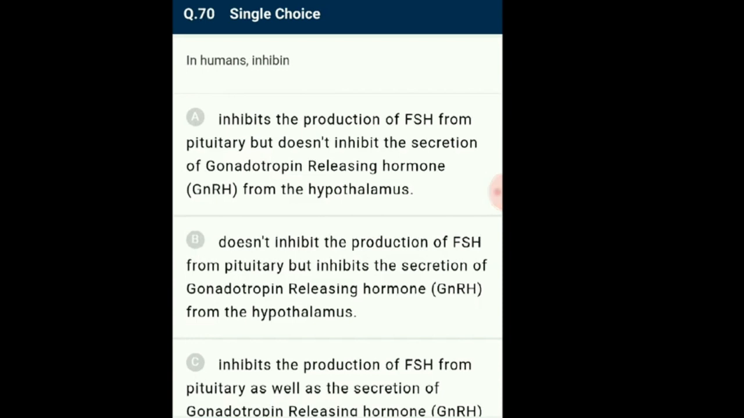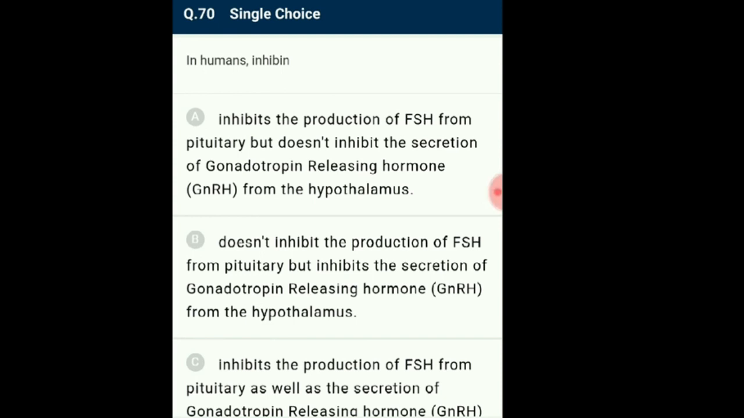Question number 70. In humans, inhibin. In males, the hormone inhibin produced by Sertoli cells inhibits the production of follicle stimulating hormone from the pituitary. However, inhibin does not inhibit the secretion of gonadotropin releasing hormone from the hypothalamus. In females, inhibin is produced by granulosa cells of the ovarian follicles. Androgens stimulate inhibin production while gonadotropin releasing hormone inhibits inhibin production.